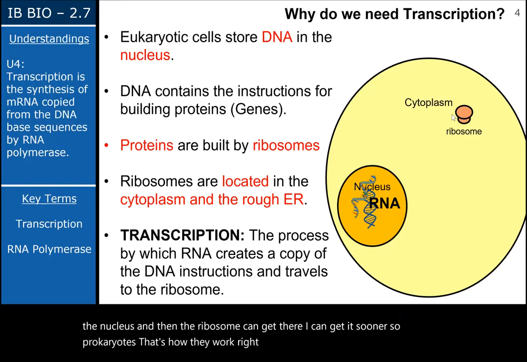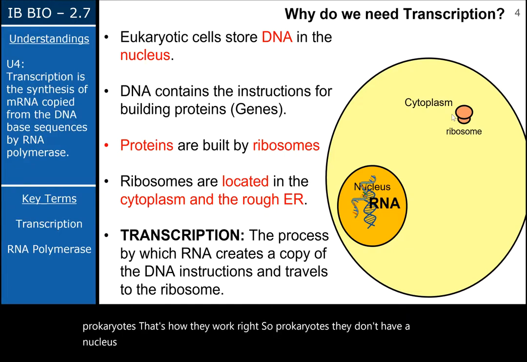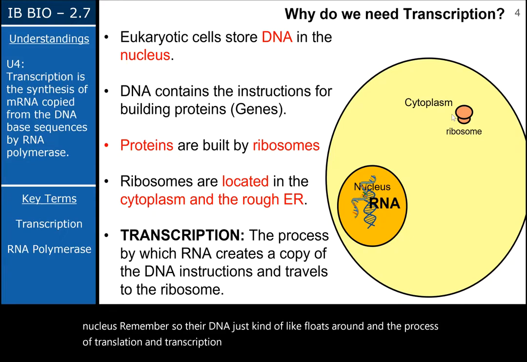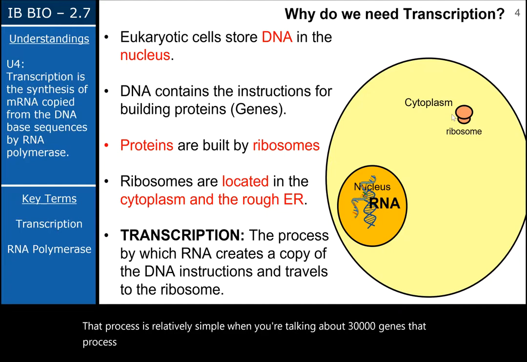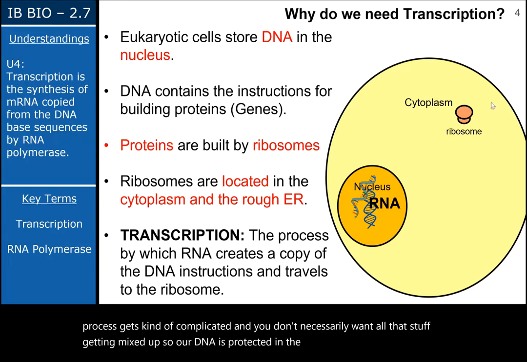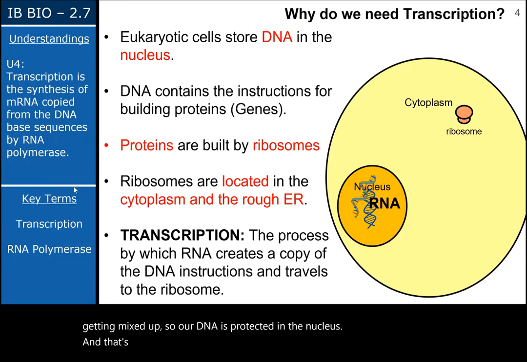So prokaryotes, they don't have a nucleus, remember? So their DNA just kind of floats around, and the process of translation and transcription happens simultaneously. The problem is they tend to have a lot less DNA, so that process is relatively simple. When you're talking about 30,000 genes, that process gets kind of complicated, and you don't necessarily want all that stuff getting mixed up. So our DNA is protected in the nucleus. And that's fine. That's what we have RNA for, so we're good.